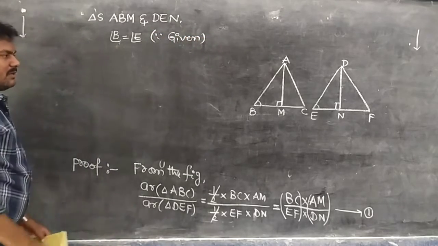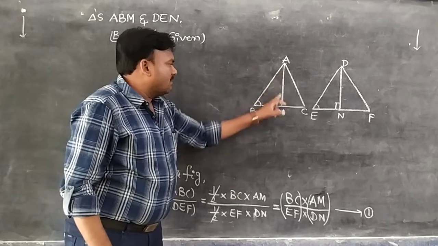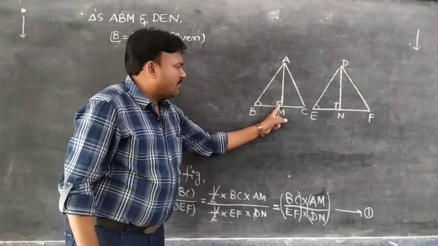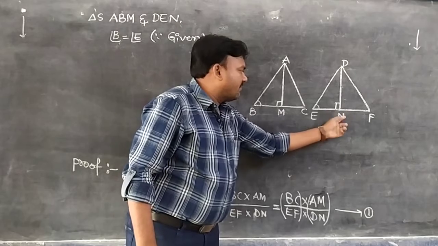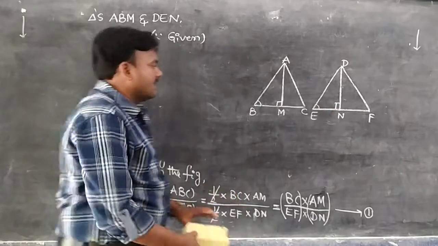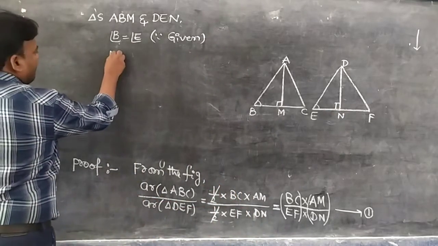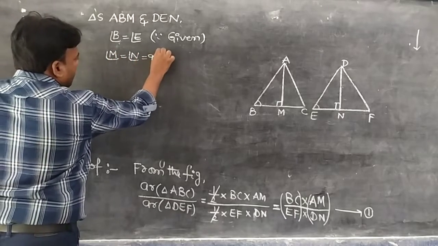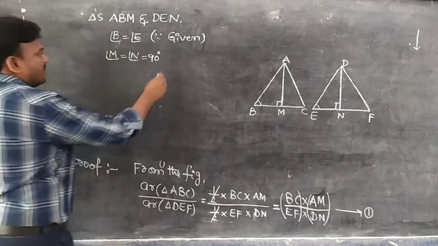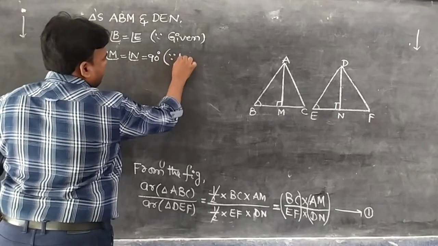And coming to the second one: AM is perpendicular to BC, which means angle M equals 90 degrees. Here also DN is perpendicular to EF, which means angle N equals 90 degrees. That means angle M equals angle N equals 90 degrees. How is it 90 degrees? By construction.